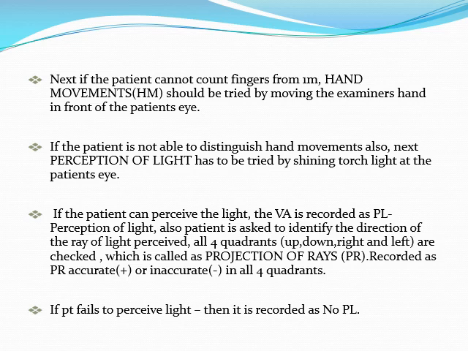This is known as projection of rays, in which the light is projected onto the patient's eye from up, down, right and left, and this is recorded as PR, that is projection of rays, accurate, that is plus, or inaccurate in all four quadrants. If the light is shown from up, then the inferior part of the retina is being tested, and if the torch is shown from down, the superior retina is being tested. The same applies to right and left. If the patient fails to perceive light, then it is recorded as no PL.